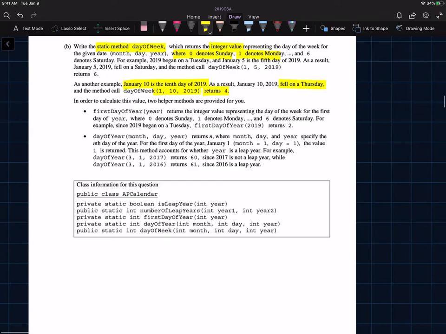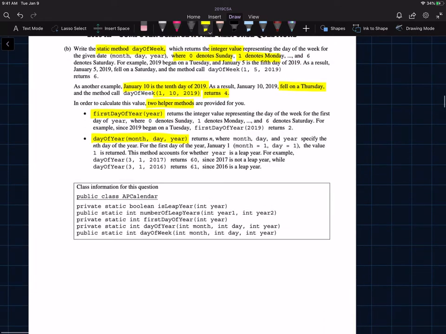AP is very nice. They try to offer you methods to help you. As they say, here are the 2 helper methods. First, firstDayOfYear. Depending on the year, it will tell you if the first day of the year is a Monday through Sunday, whatever day it happens to be, and that will return the integer value. dayOfYear: you put in a month, a day, and a year, and that will tell you which day of the year that falls on. So March 12th, 2019, not a leap year, that's the 71st day of the year.